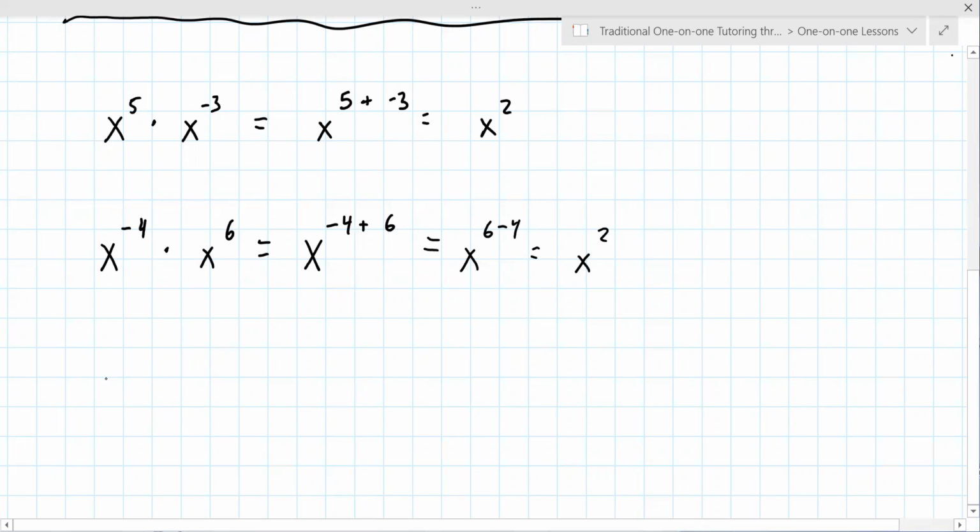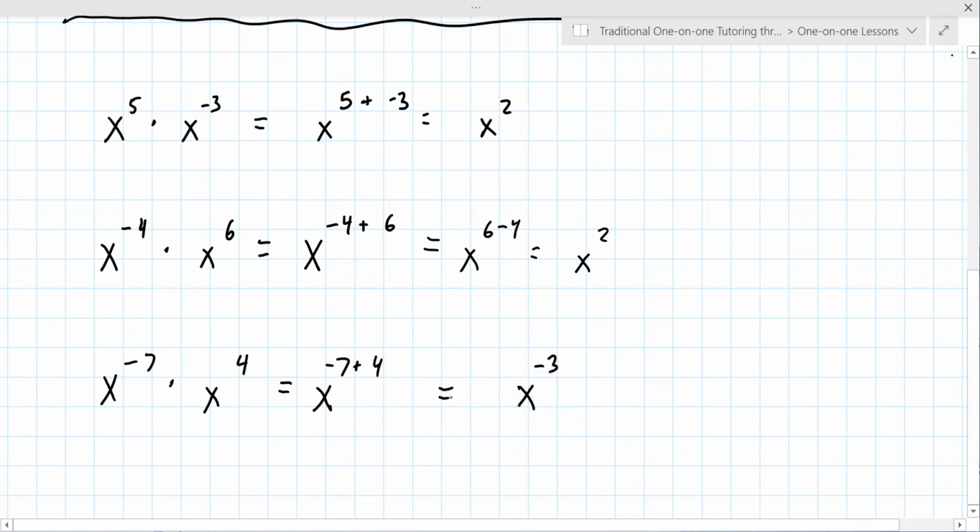Okay, let's try another one here. How about x to the negative 7 times x to the fourth? Again, you're just adding the exponents. x to the negative 3. Okay, so here's the correct answer. Is that what you meant? Yeah. Because you're adding the exponents, negative 7 plus 4.